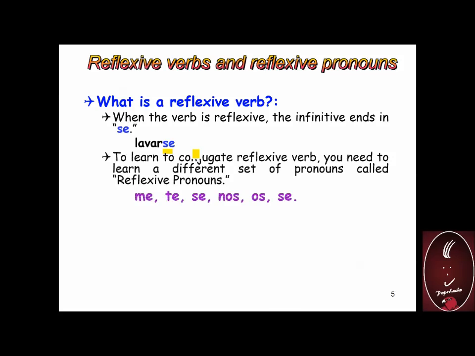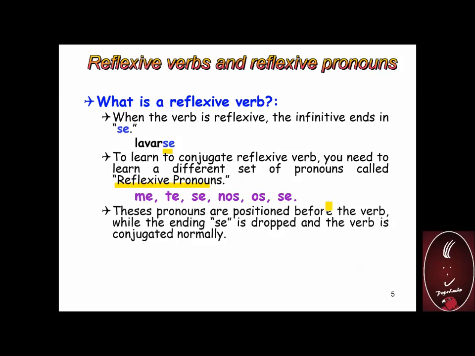To learn to conjugate a reflexive verb, we need to learn a different set of pronouns that we call reflexive pronouns. Those reflexive pronouns are me, te, se, nos, os, se. Myself, yourself, himself, herself, ourselves, yourselves, themselves.